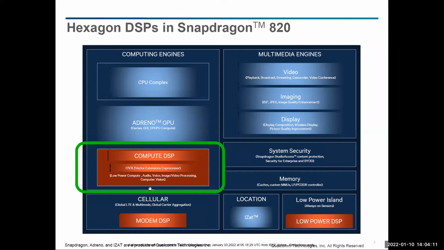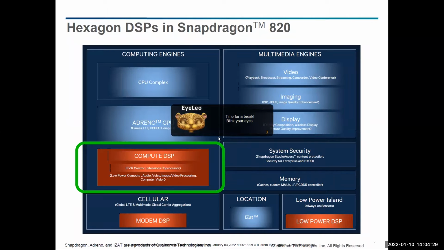One of the Hexagon DSPs, which is responsible for all compute-related operations, is called the Compute DSP. This is mainly used for multimedia applications like audio, voice, image processing, any kind of video processing, or computer vision kind of applications.